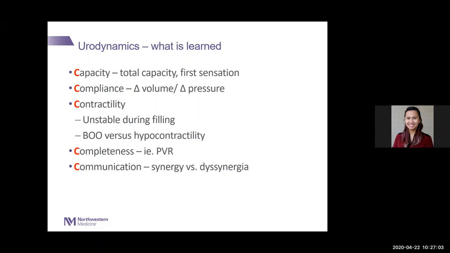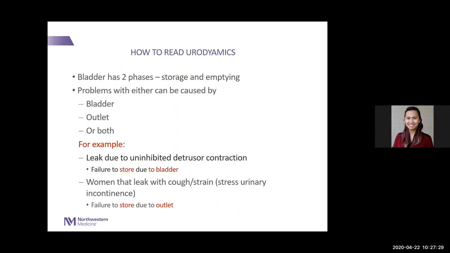People that have cortical issues, if you think about, right, the pontine micturition center is below the level of cortex. So cortical issues like strokes, dementia, brain tumors will not cause dyssynergia. They might cause overactivity. They might cause you to have uninhibited contractions, but they're not going to cause the sphincter and the bladder to be dyssynergic.